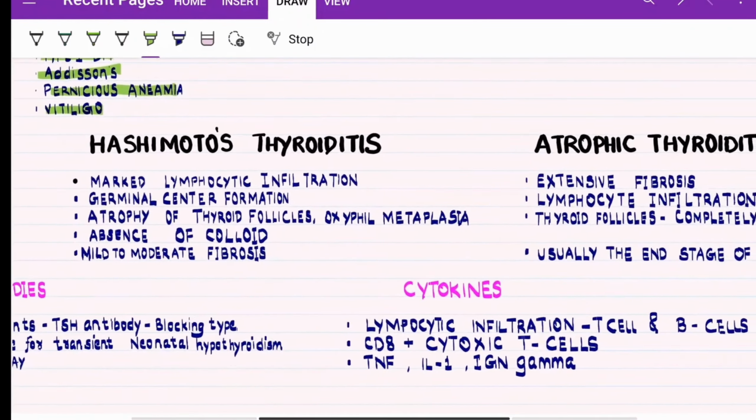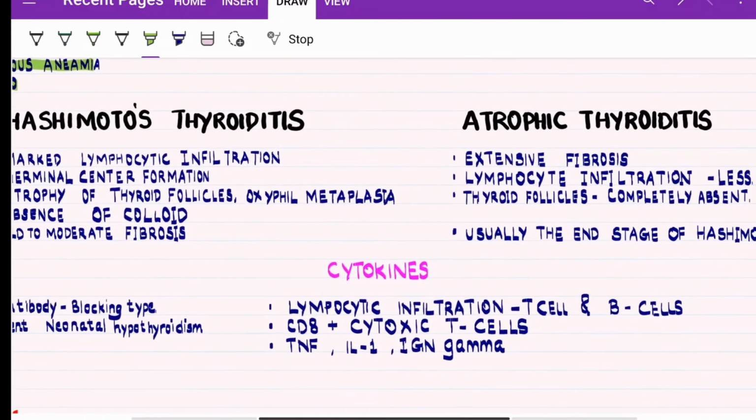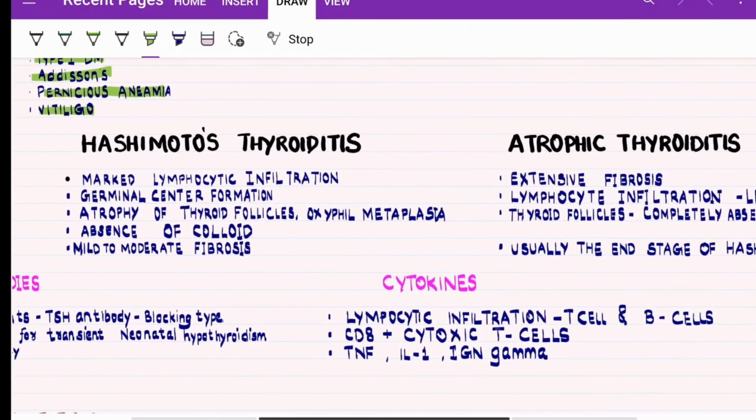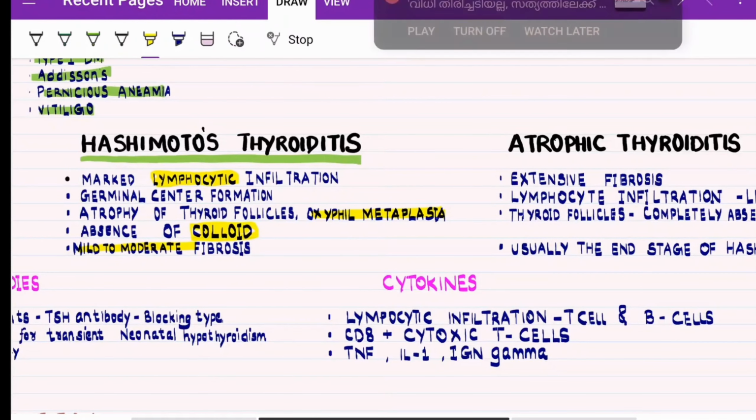Then we have to see the features of Hashimoto's thyroiditis and atrophic thyroiditis. In Hashimoto's thyroiditis, we must understand that there is a marked lymphocytic infiltration. The lymphocytes will be infiltrated there. There is germinal center formation, atrophy of the thyroid follicle, and oxyphil metaplasia, so oxyphil cells will come. Then there is absence of colloid, because of the autoimmune destruction. Mild to moderate fibrosis is a late stage.